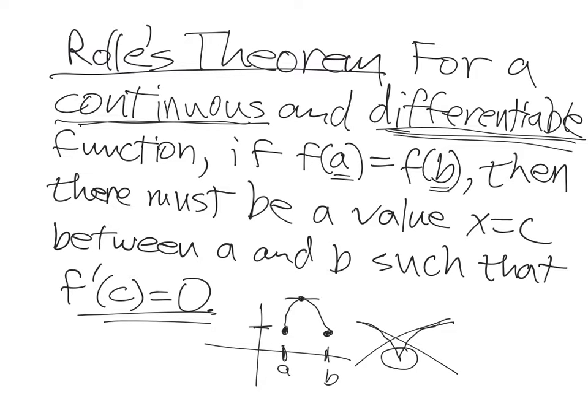Now, it doesn't say what that value is. It just says there exists an x value somewhere in between a and b. So we're at least narrowing in a little bit. It's got to be between a and b, but it doesn't say what particular number between a and b. It just exists. Okay? So that's Rolle's theorem.